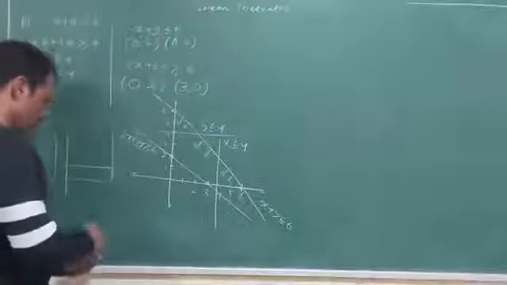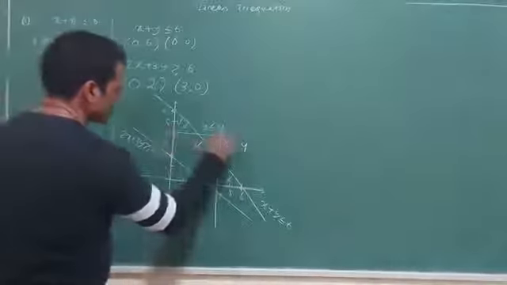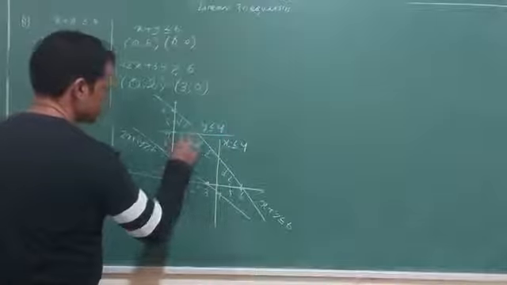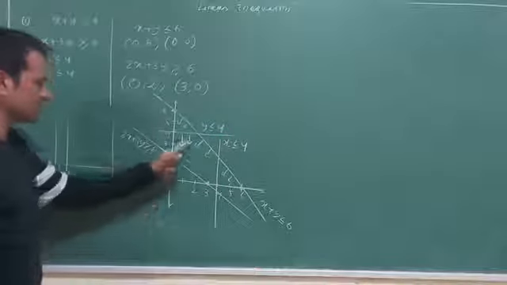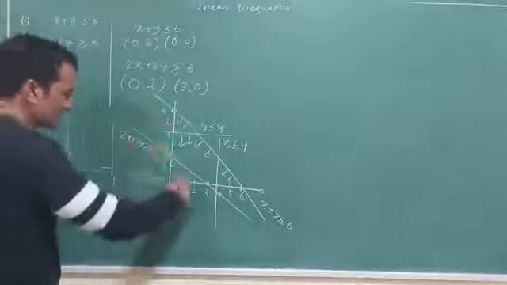Mark, I have given y is less than or equal to 4. This is about this line. This is also coming towards the origin. Y is less than or equal to 4 means the y value is decreasing. You can replace y with 0. This is satisfying, 0 is less than 4, so this line is coming towards the origin.